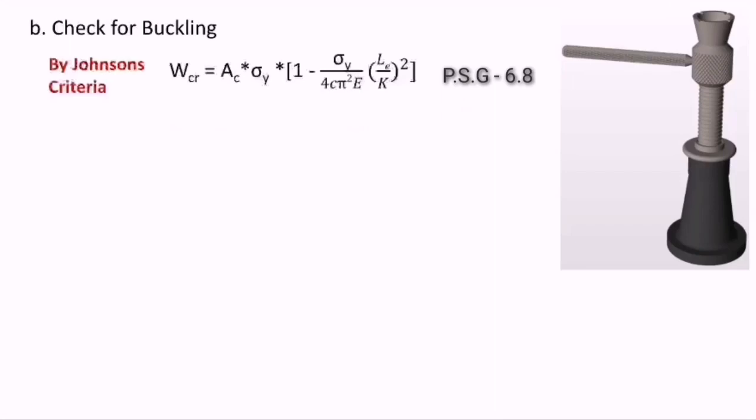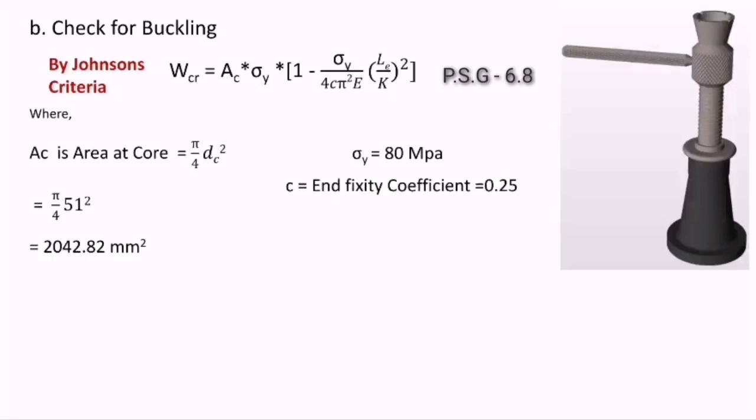Now let us look at the various terms involved in it. AC is the area at core, so I can write it as pi by 4 dc square. On solving this I will get AC as 2042.82 mm square. Sigma y 80 MPa we have already seen. C is the end fixity coefficient. As one end is fixed and one end is free, we have C is equal to 0.25.